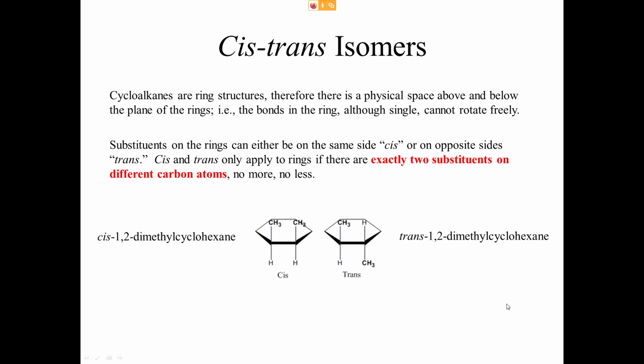Okay, so let me introduce a new topic, and this one's a little more difficult for a lot of students, and it's called cis-trans isomerism. So you already know what isomer means. We talked about that last time. It's where 2 molecules have the exact same parts. Isomer means same parts, but they're connected differently. They're not identical to one another.